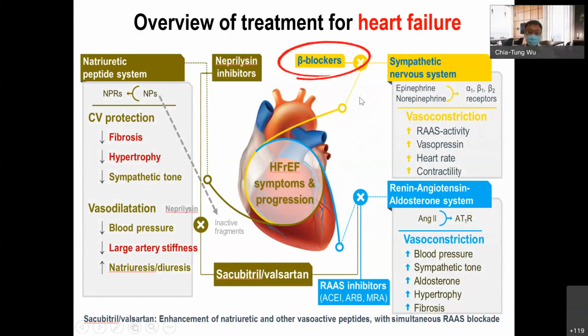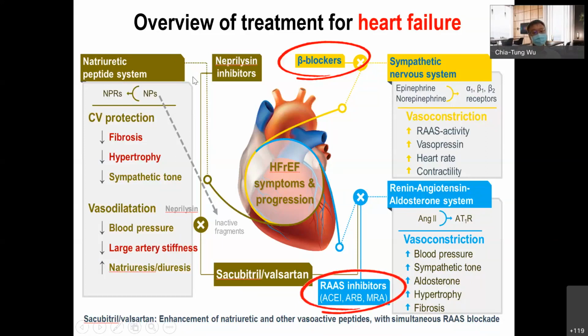So we need to make our heart rest and use less energy. So we use beta blockers. And then we also use drugs such as angiotensin-converting enzyme inhibitors, angiotensin receptor blockers, and mineralocorticoid receptor antagonists. These drugs will block the renin-angiotensin system and block the tubuloglomerular feedback I just talked about.